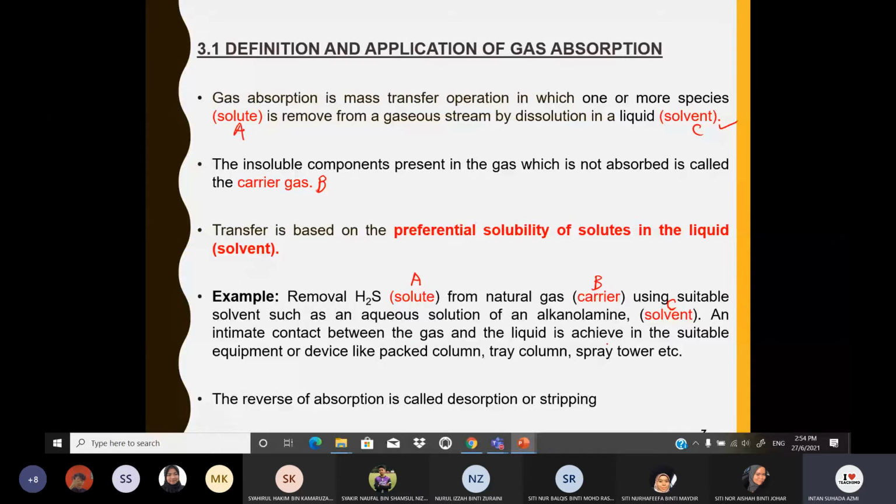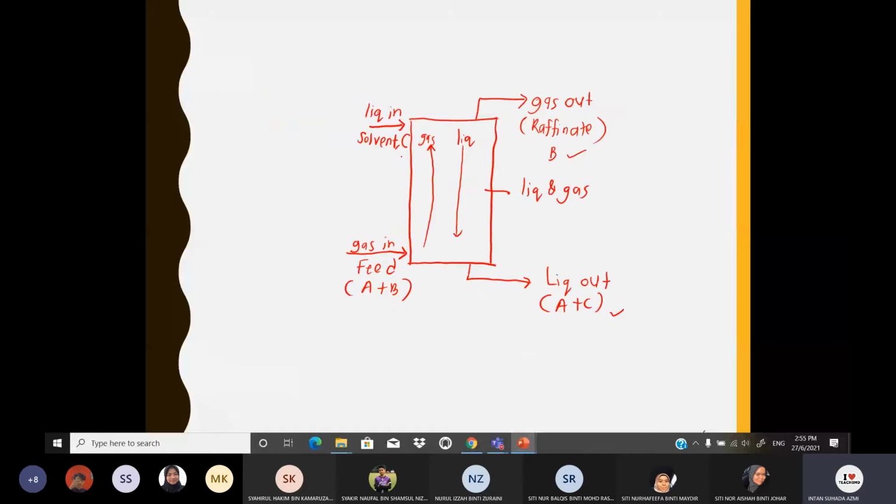Okay, so the reverse of absorption is called desorption. For this one we just want to give you the knowledge, but in this subject we will focus on absorption. So the suitable device or equipment, I mean this one, is an example of the device. We will look further into the equipment in another subtopic.